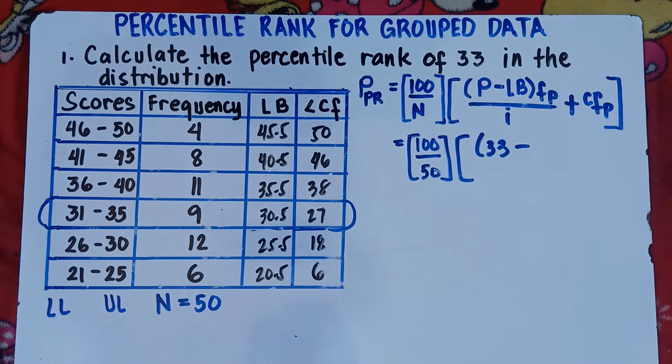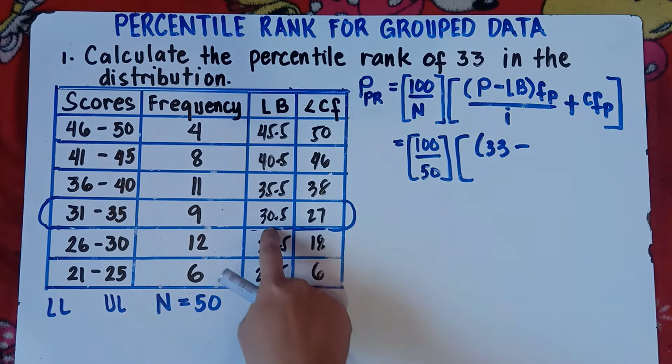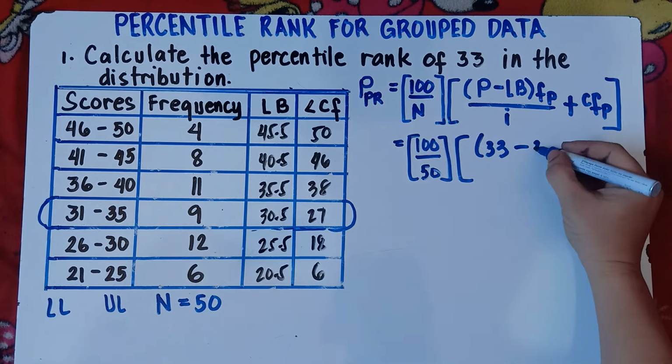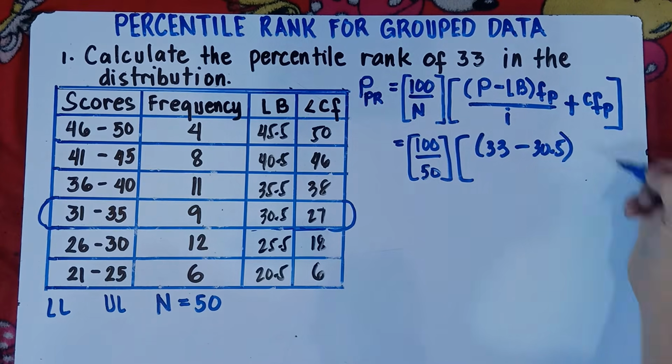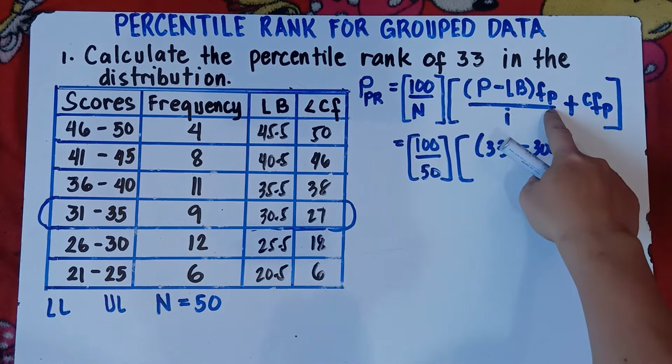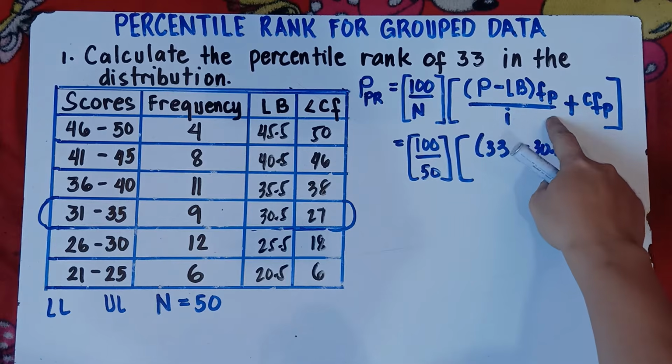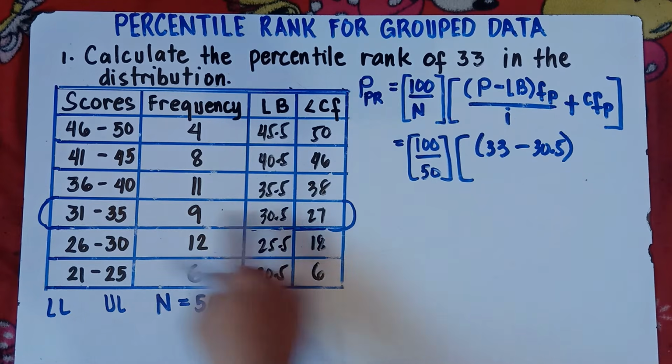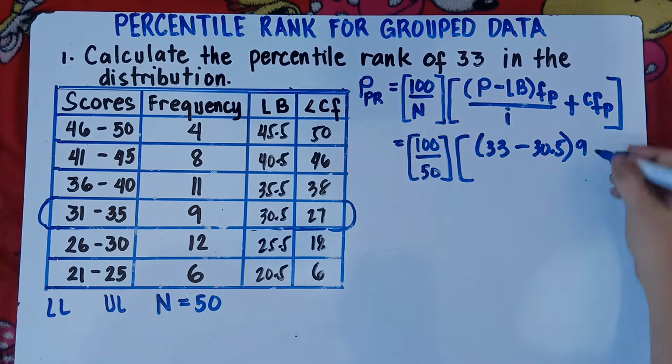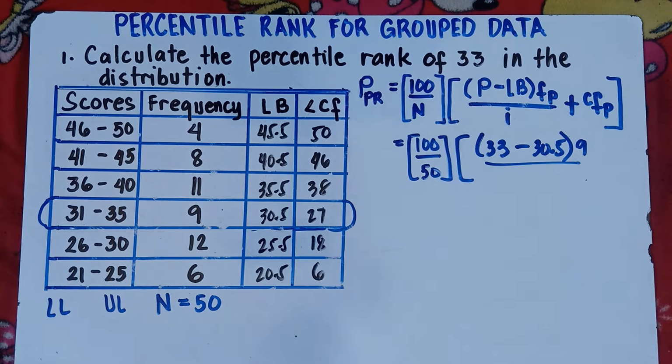What's the answer, class? Lower boundary of the percentile class. That's correct, that would be 30.5. So this is 30.5 times F sub P, the frequency of the percentile class. So what's the frequency, class? That's correct, our frequency is 9, over, now I is the class interval.